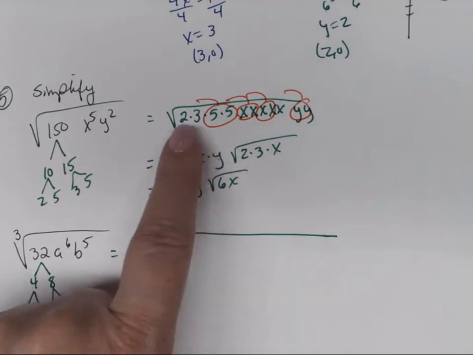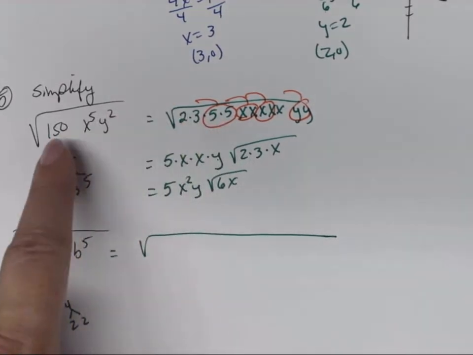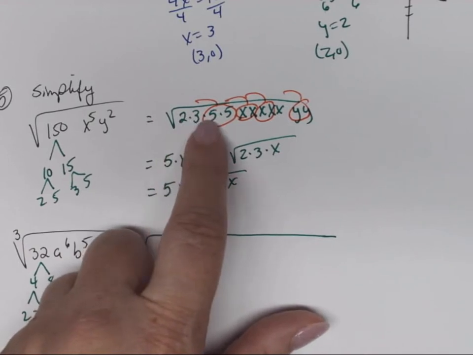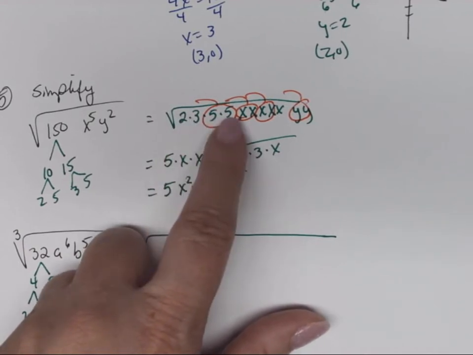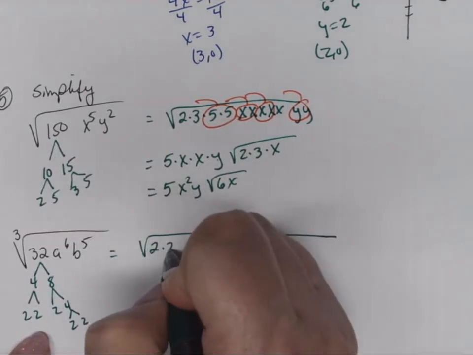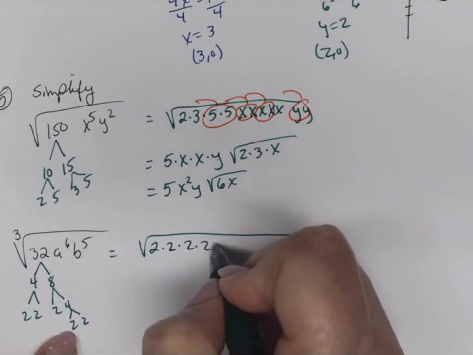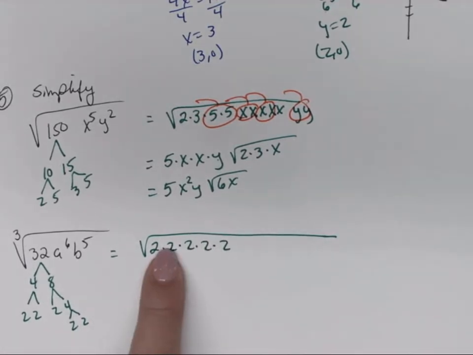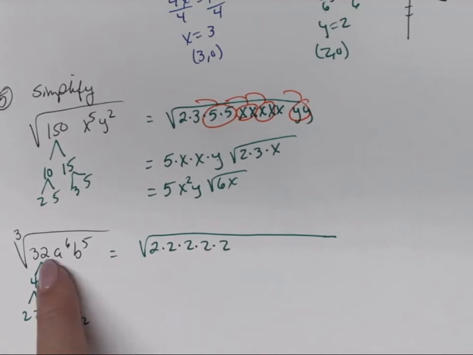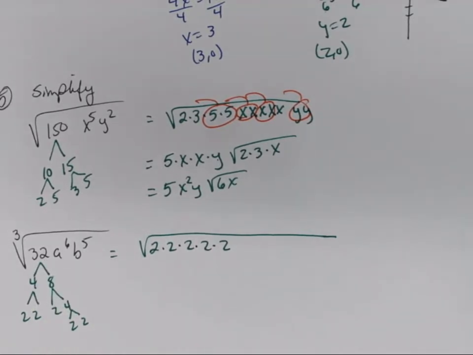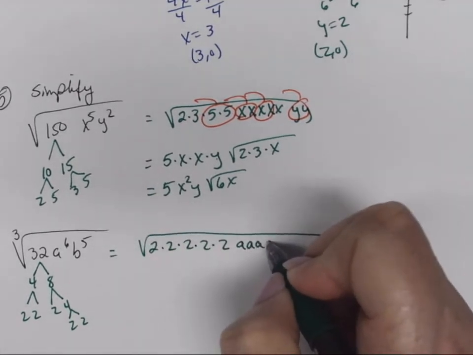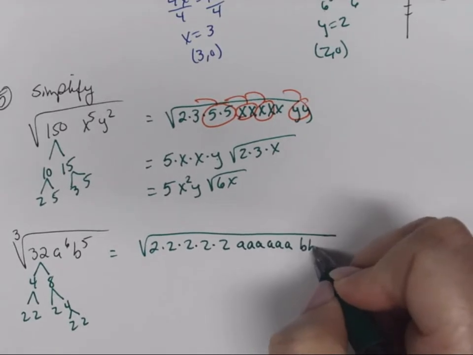One way you can check it is to take your numbers and multiply them back to make sure you get to your original number. So 2 times 3 is 6. 6 times 5 is 30. 30 times 5 will be 150. So here I have 2 times 2 times 2 times 2 times 2. Well, 2 times 2 is 4, times 2 is 8, times 2 is 16, times 2 is 32. So I can double check to make sure I get to there. And I didn't bring in too many numbers, and I didn't leave anybody out. I have 6 A's, 1, 2, 3, 4, 5, 6, and I have 5 B's.